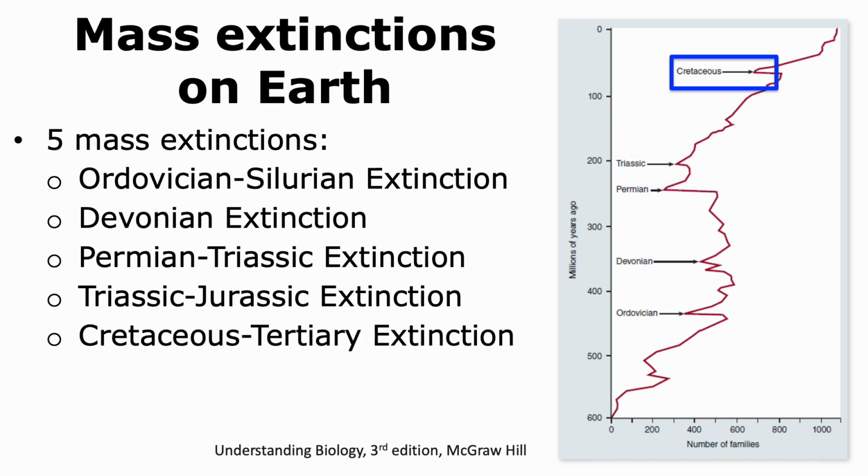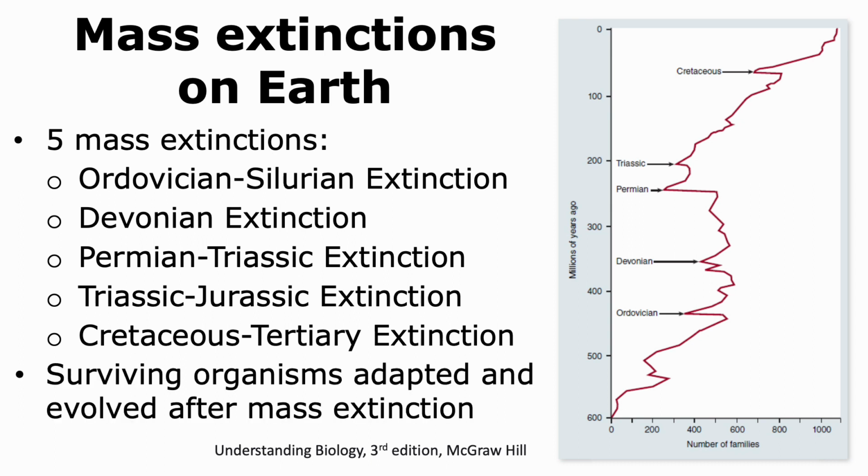The most recent extinction event is the Cretaceous-Tertiary extinction event that happened 65 million years ago. This was the event where the dinosaurs became extinct. These mass extinction events occur due to a variety of reasons. And even though many species of organisms became extinct during these events, we did have organisms that were able to survive through these difficult times.